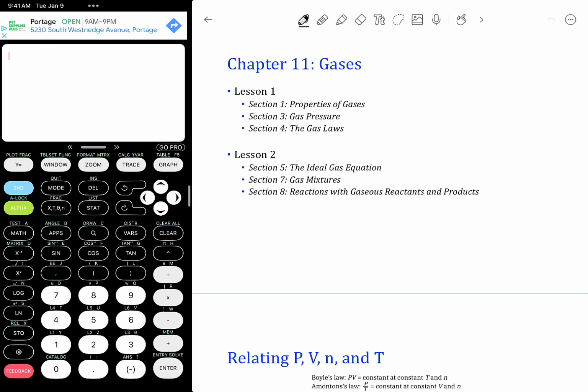Hi everyone, Dr. Burns here with our second lesson in Chapter 11, Gases, where we will be discussing the ideal gas equation, gas mixtures, and reactions with gaseous reactants and products. Get your calculators out because we will be doing a lot of math in this lesson.